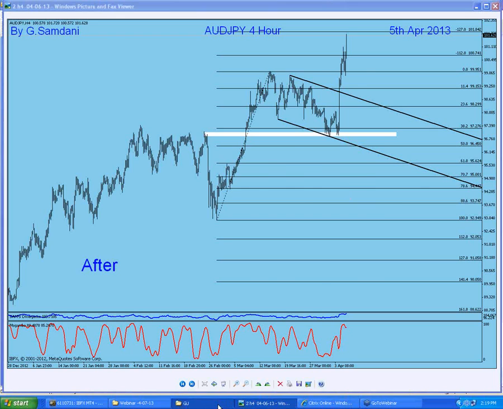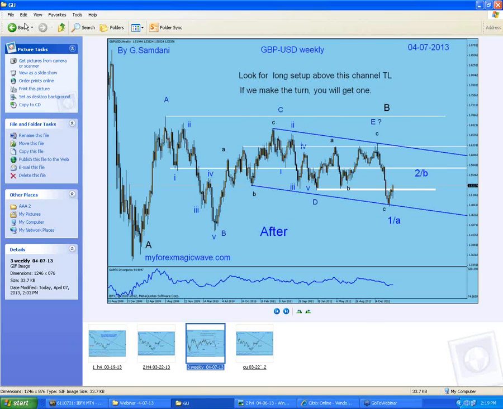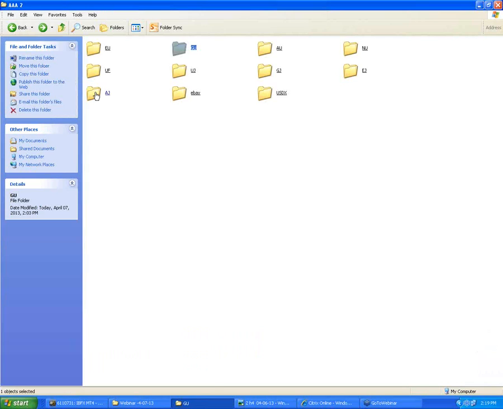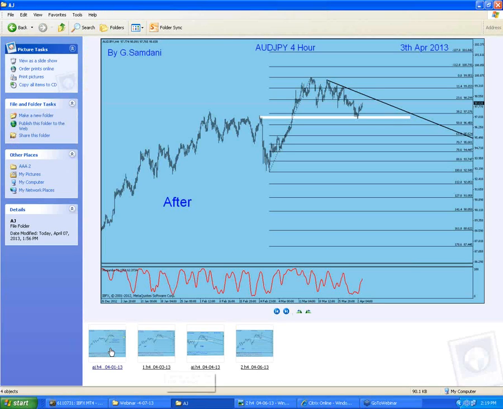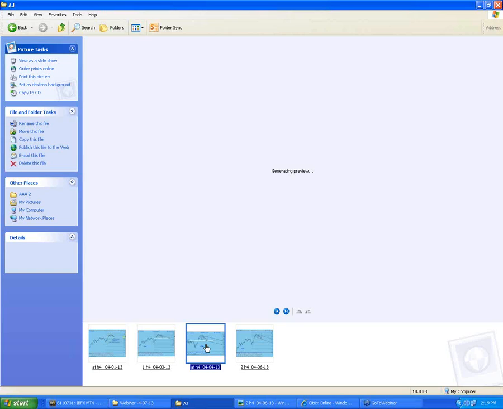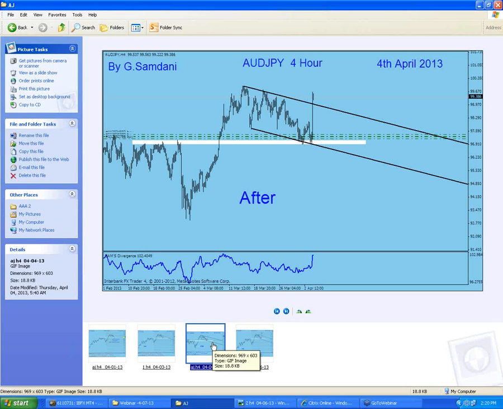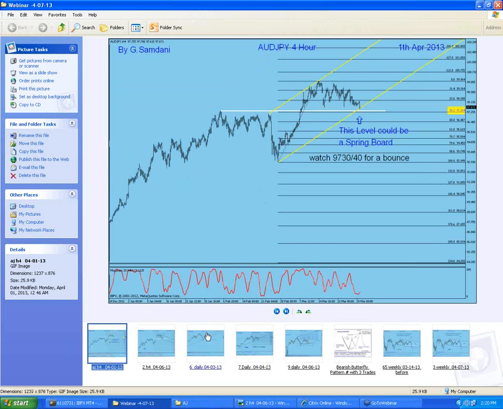Let me see if I can find it and show you real quick what I'm talking about. Okay, where is it? See these? So nice and clean. We have several entries here, and from there we took profit. So this is what happened in this pair, because we were actually expecting the QE. If you pay attention to the news, you will know what's going to happen.